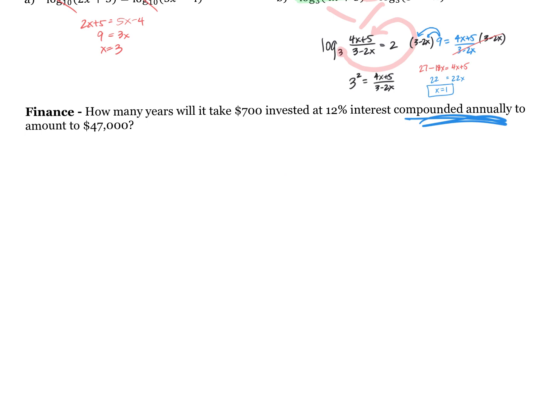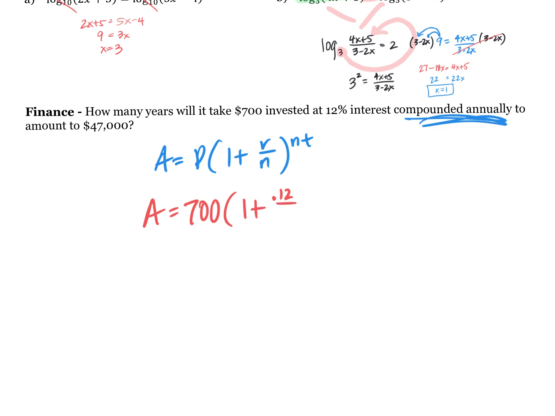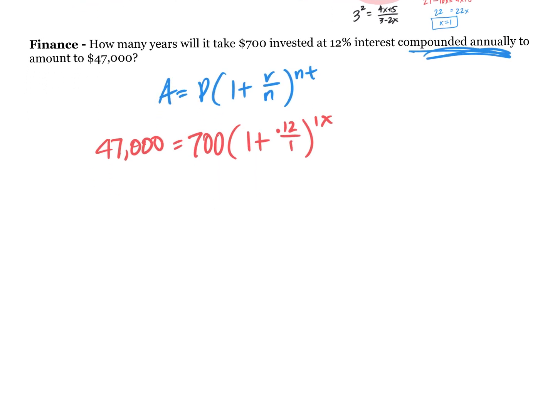What are we investing? $700. 1 plus, what's my rate as a decimal? 0.12 over n, the number of times per year, 1. To the n t, same n, which is 1. T, how many years we got? It says how many years? We don't know. So this is harder than the problems that I gave you. What do we want A to be? My bad. We want my final amount to be 47 grand. I didn't put anything like this on your quiz because you didn't know how to handle when we had an x in the exponent yet. We were just plugging into these formulas, always trying to find my final amount. Here we go. How am I going to start solving for x, people?